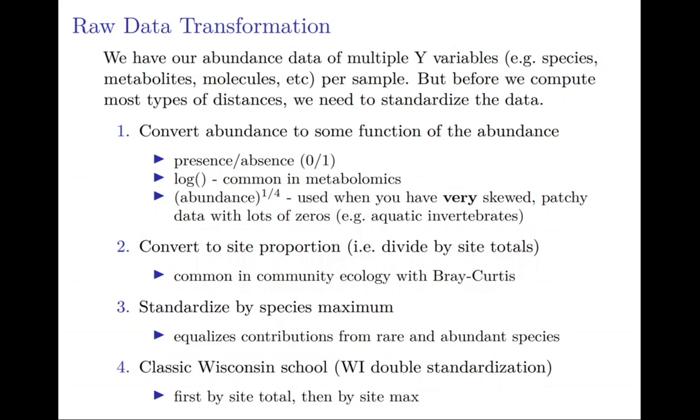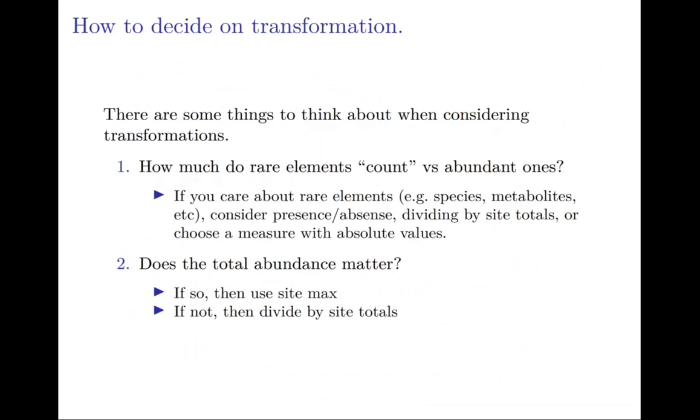You can also convert to site proportion or divide by the site totals. This is really common with the Bray-Curtis measure. So if you're going to use Bray-Curtis, you want to divide by site total often. You can also standardize by species maximum, and that equalizes contribution from rare and abundant species. And then the classic Wisconsin school that does a lot of vegetation analysis uses the Wisconsin double standardization, which is standardized first by site total and then by site max. So the trick is, how do you decide on a transformation?